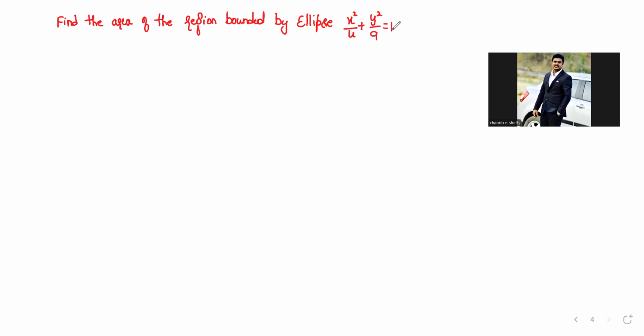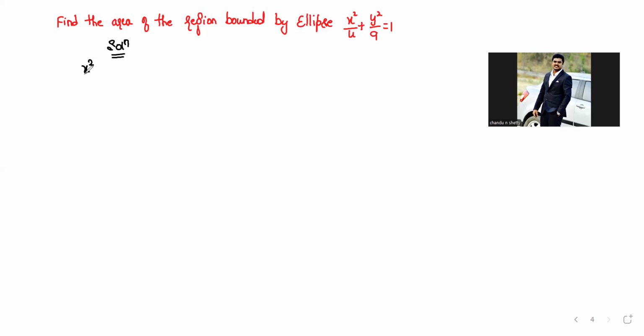Find the area of the region bounded by the ellipse x square by 4 plus y square by 9 equal to 1. Okay. So my dear students, as in the previous problem, same as it is. Okay. So there are little changes, all of you should observe.